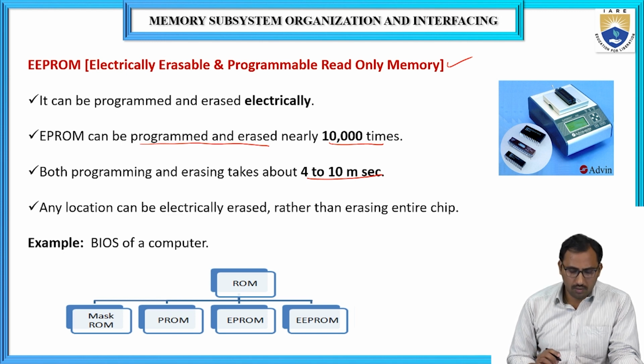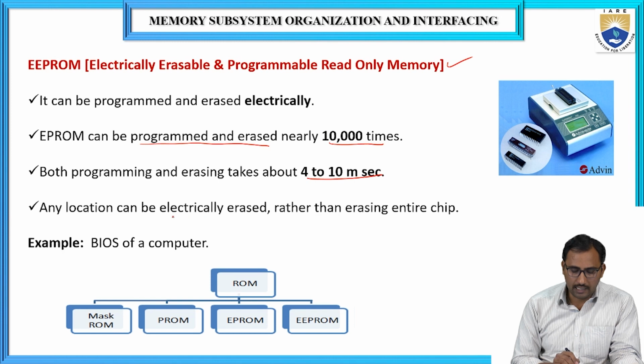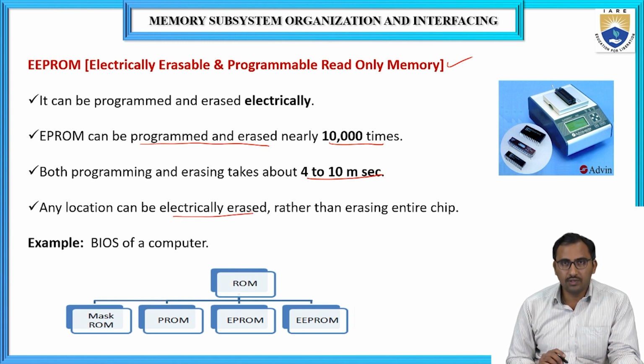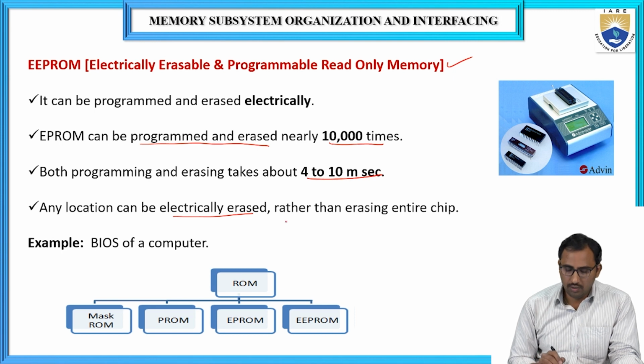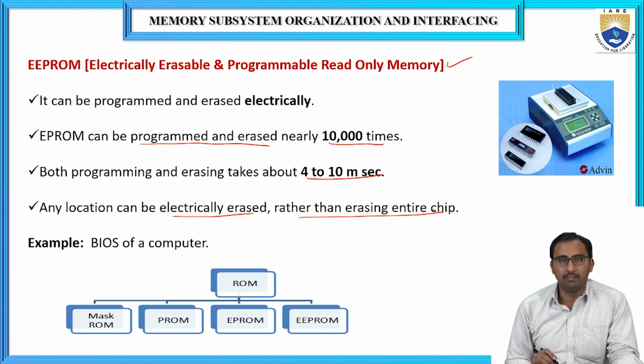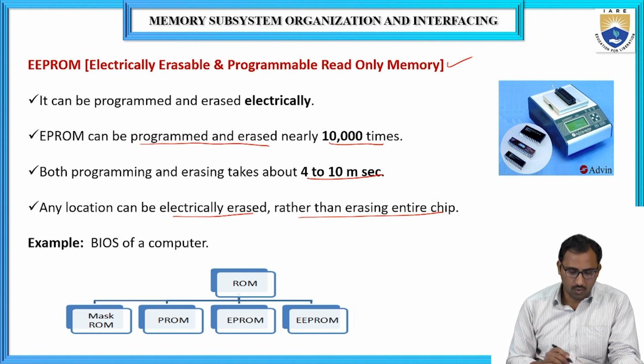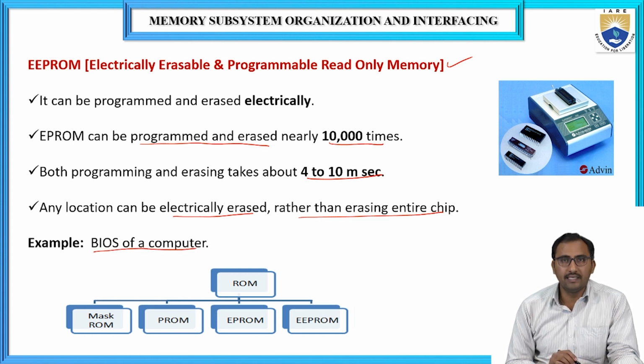And one more is that any location can be electrically erased. Suppose you want to erase a particular memory location, then we can do it by using this EEPROM. So rather than erasing the entire chip, here there is no need to erase the entire chip. Only the specific location you want to erase can be erased by using this EEPROM. The example is the BIOS of a computer. BIOS means basic input output system. The BIOS of the computer we can load in this type of EEPROM.